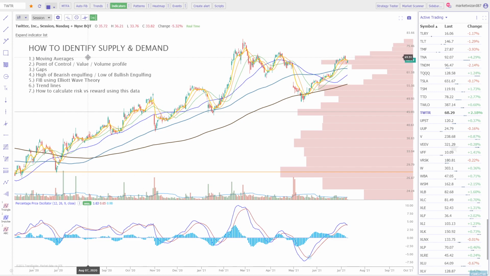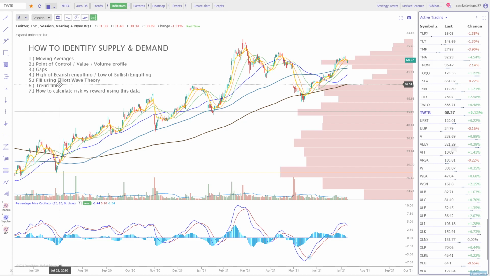So the first one here is moving average. The second one is point of control, which is this orange line. That's taken from volume. Gaps that are left open on the charts, right? Here's a big old gap. Here's a gap. Highs of bearish engulfing or lows of bullish engulfing candles. Fibs using Elliott wave and trend lines. Those are going to be the ways, and I'm going to do it in real time.